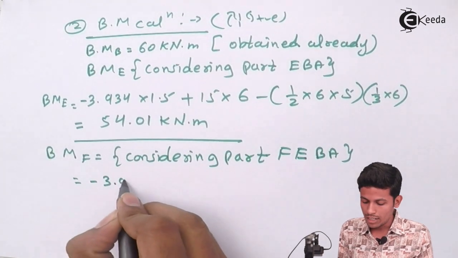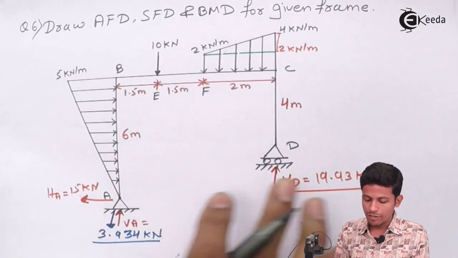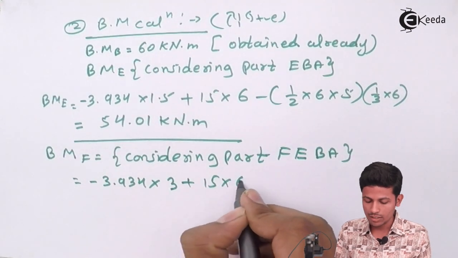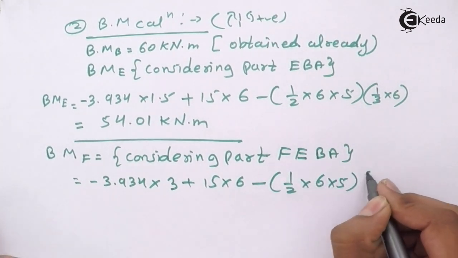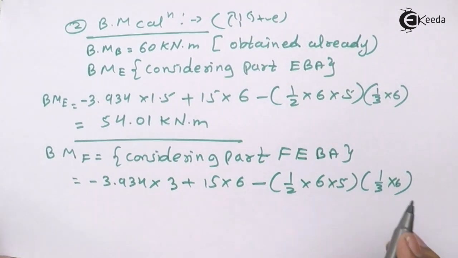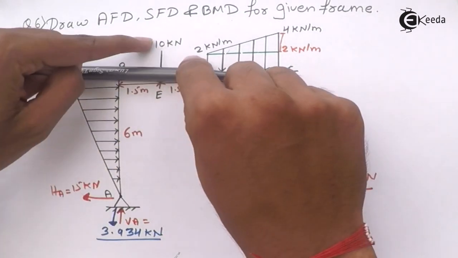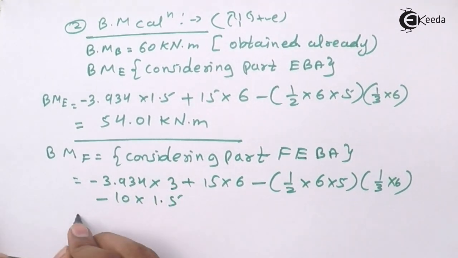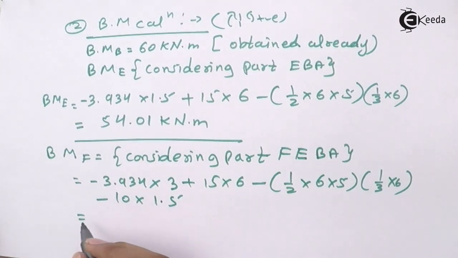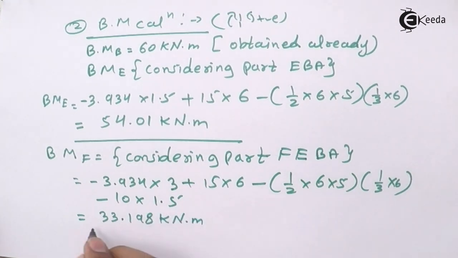Minus 3.934 into this distance, which will be 3. Now this 15 will give plus 15 into 6. Now this UVL also gives minus half into 6 into 5 into 1/3 of 6. Okay, 1/3 of 6. Now this 10 will also come into the picture, so minus 10 into 1.5. While solving this, you get the value of bending moment at F as 33.198 kilonewton meter.